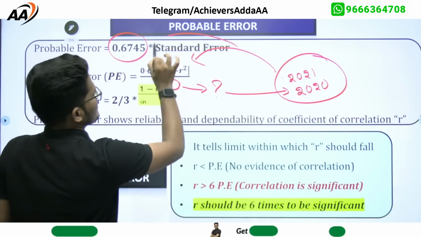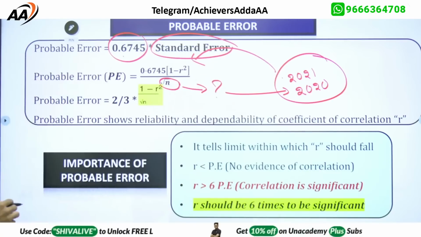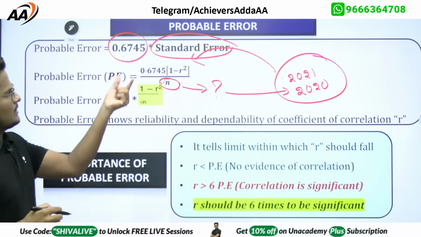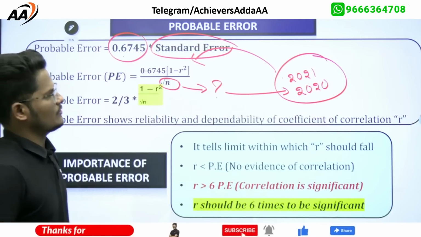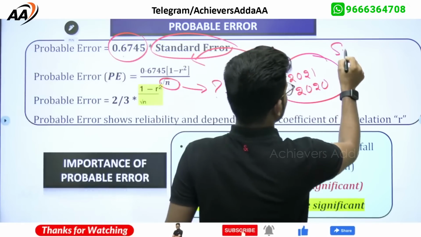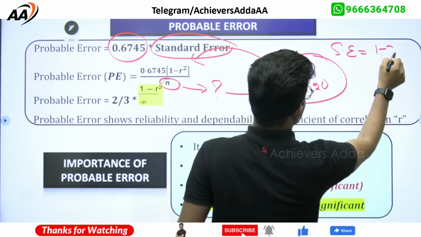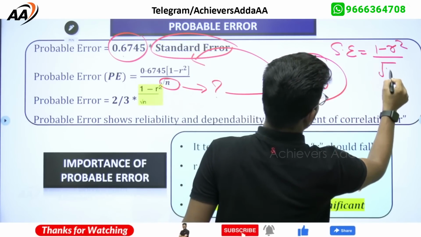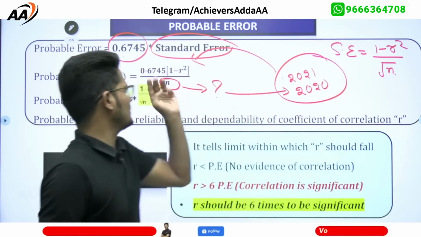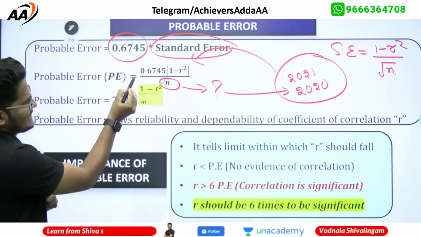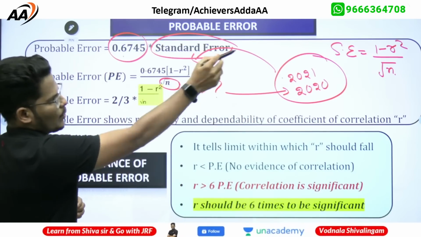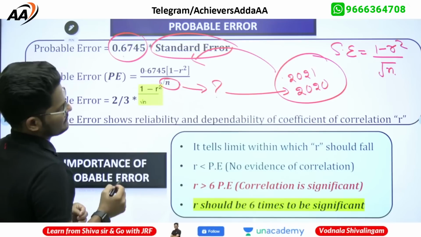0.6745 into standard error. And what is the formula for standard error? Standard error is equal to (1 minus r square) divided by under root n. This is the formula for standard error. So, 0.6745 into (1 minus r square) divided by under root n.